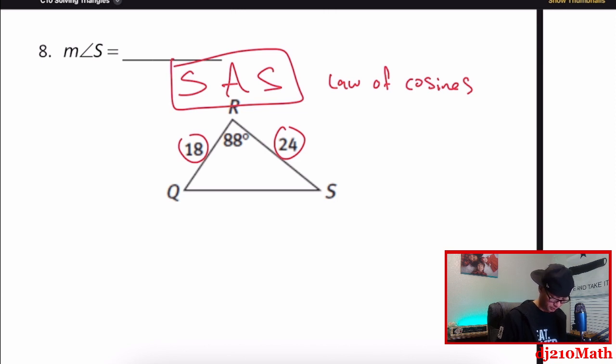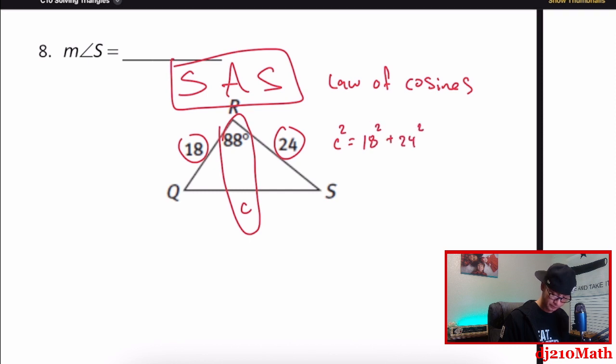We can call little c the outside part. So c squared is equal to 18 squared plus 24 squared minus 2 times 18 times 24 cosine of 88.